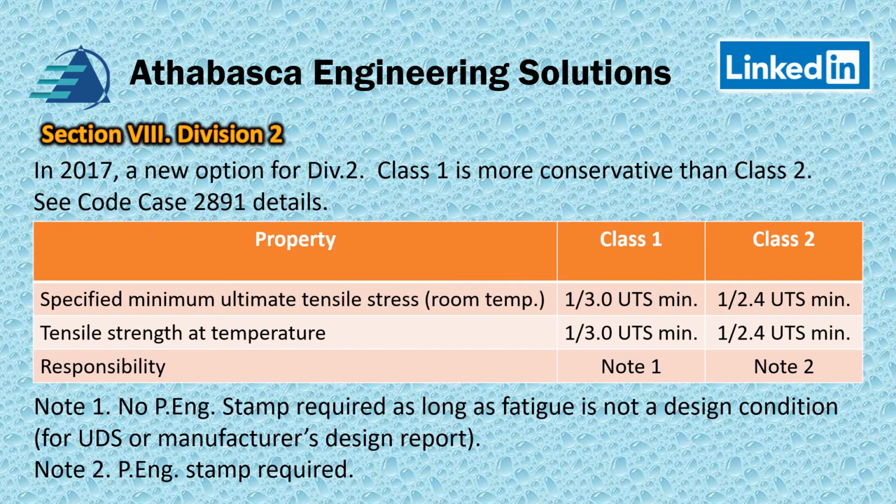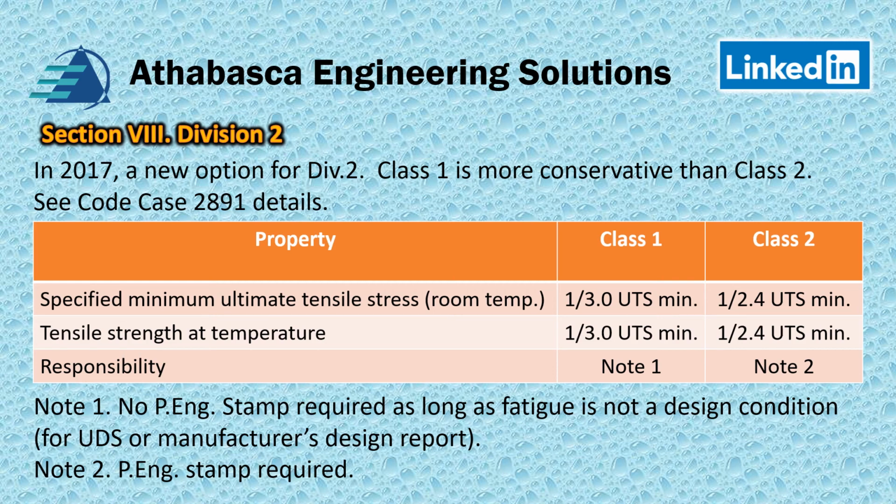In 2017, as we mentioned earlier, there was a new adoption for Division 2. It was a Class 1, which is more conservative than the Class 2. And if you want to know the details, you go into Code Case 2891, and we'll talk more about the Class 1 details and Class 2.